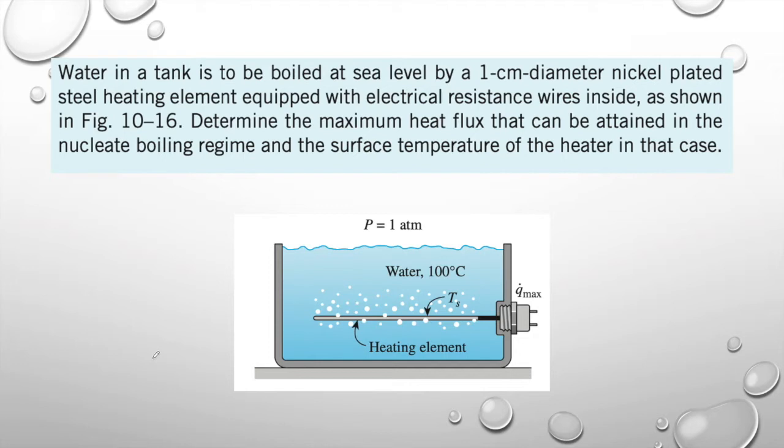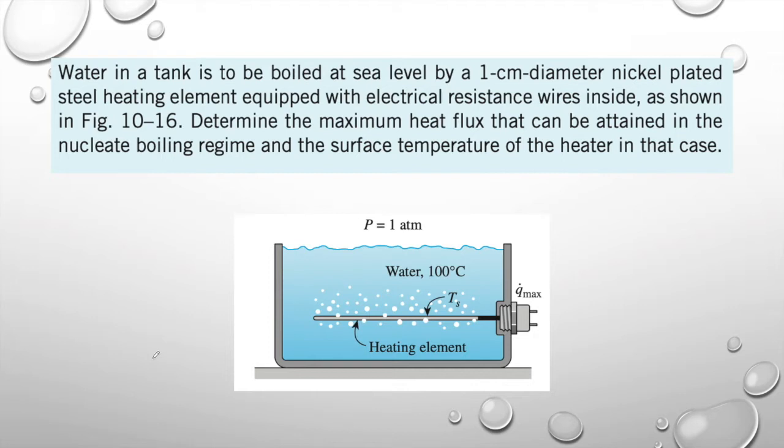We know that sea level is at 1 atm, and therefore we know that at 1 atm the water will boil at 100 degrees Celsius. So now we do not know what the surface temperature of our electrical resistance wires is. Therefore, that is what the question asks us.